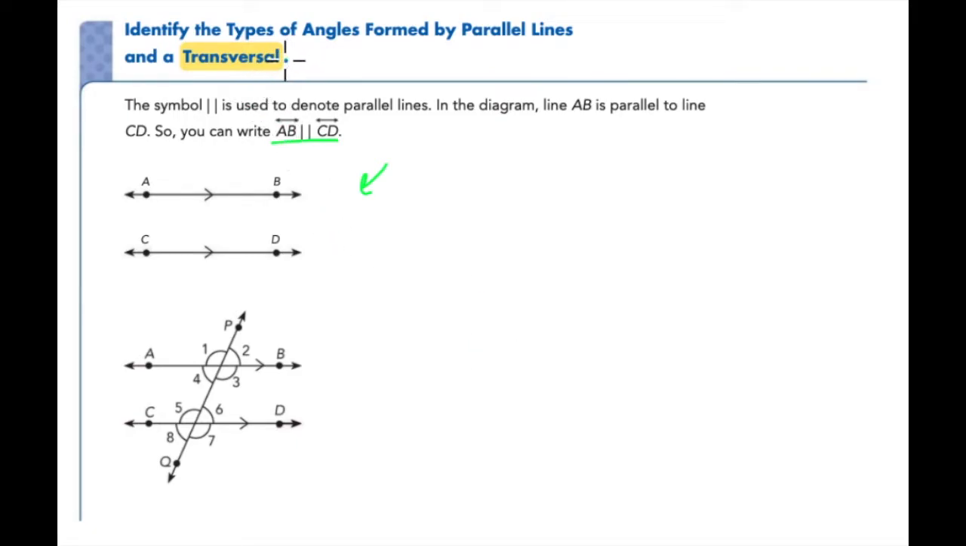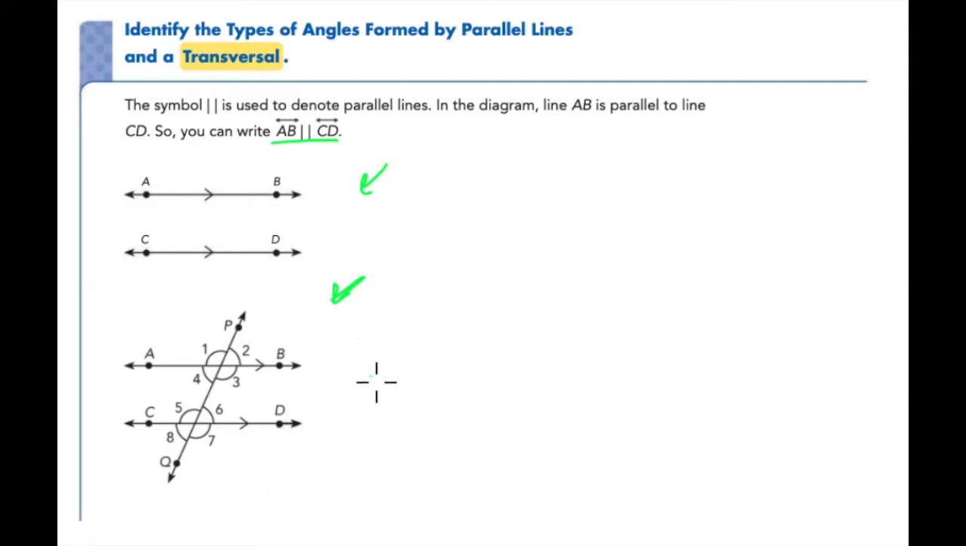Now a transversal is shown in the diagram below it. A transversal is line PQ. When you have a line that goes through a set of parallel lines, that is called a transversal. And what is created here, you can see that there are 8 angles that one transversal creates when it goes through 2 parallel lines. So this transversal going through these 2 parallel lines created 8 different angles, and we're going to break down the angles that are created by a transversal today.